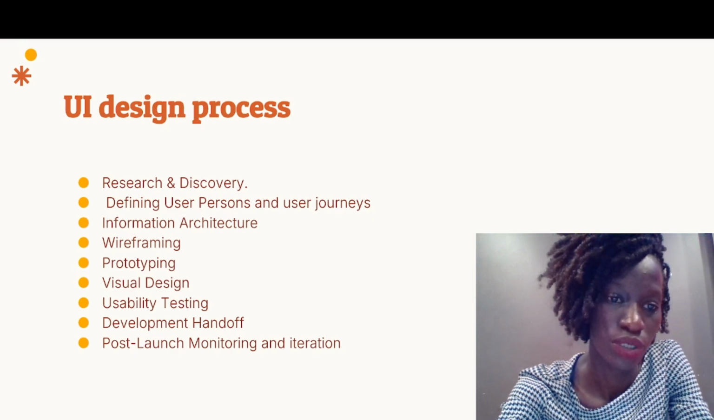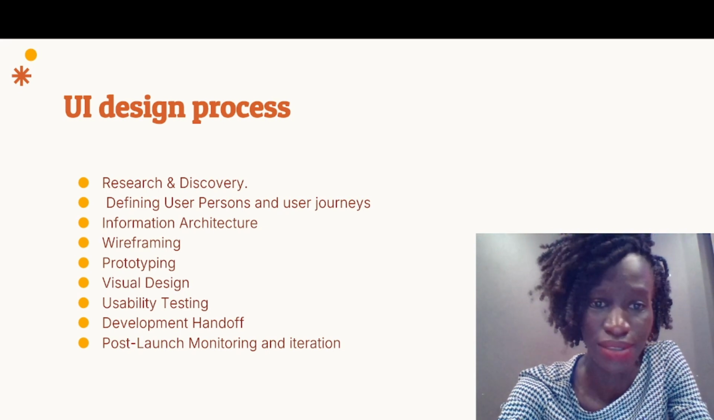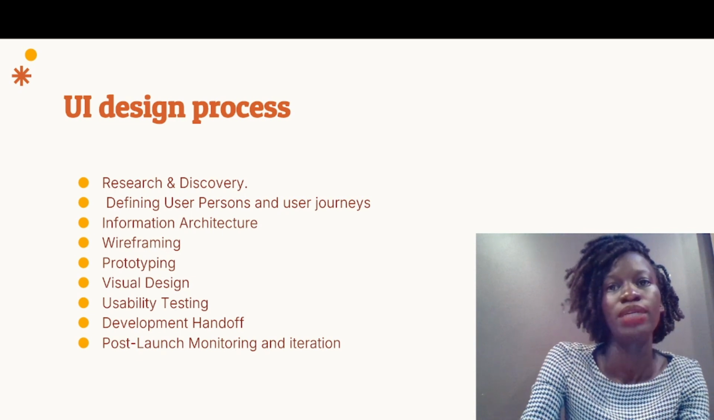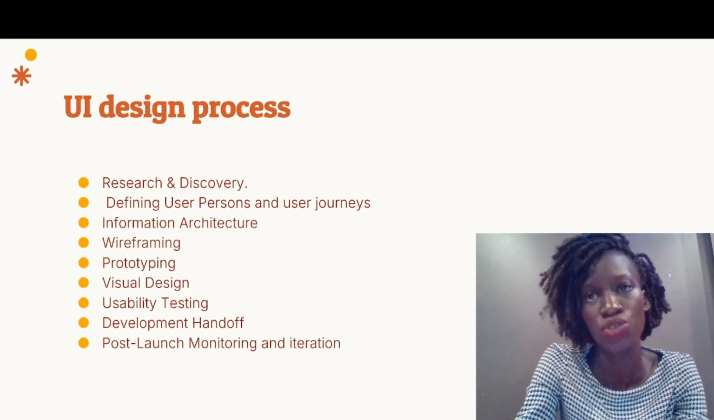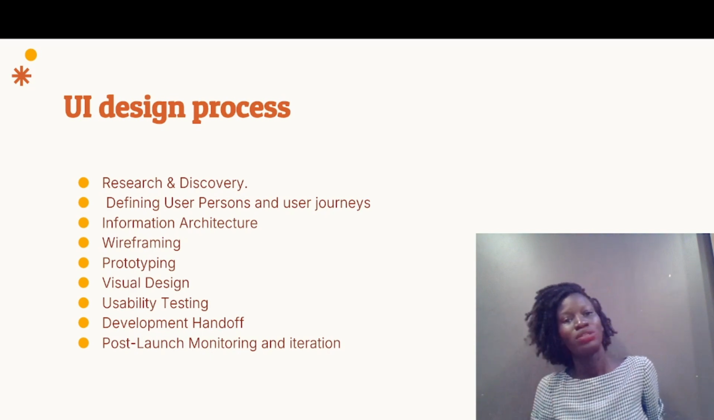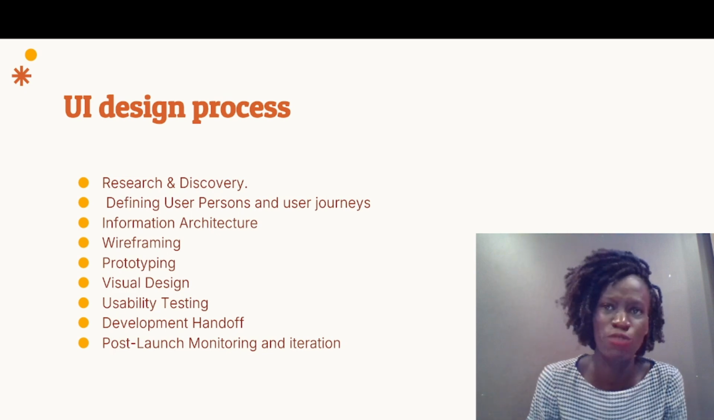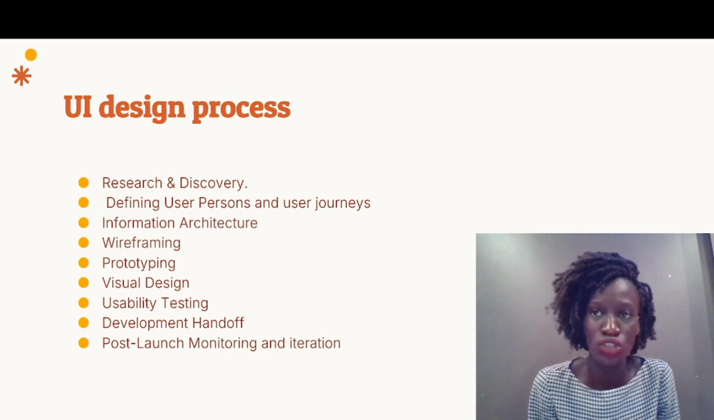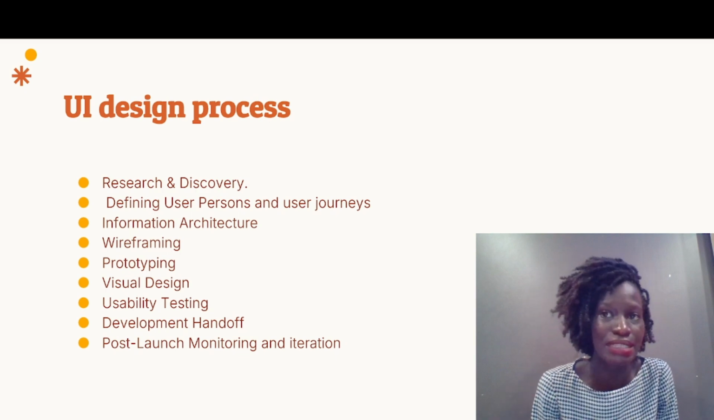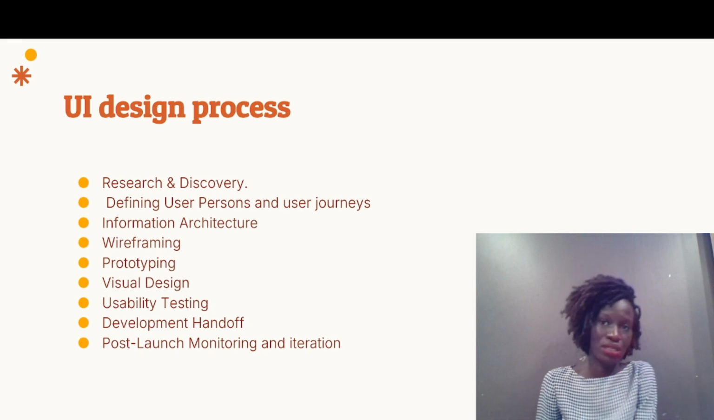So next we're going to be having defining user personas and user journey. Here we create representations of target users and map out their interactions with the product. Key activities include the personas, user journeys. So for the personas, we develop user personas, fictional characters that represent different user types who might interact with the system. These personas help guide design decisions by focusing on specific user needs.